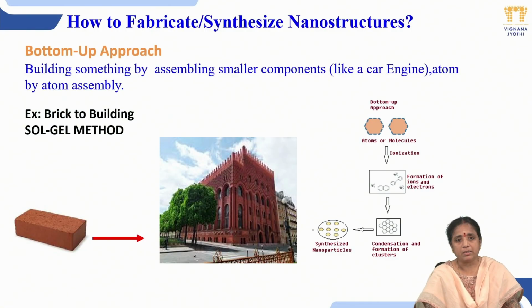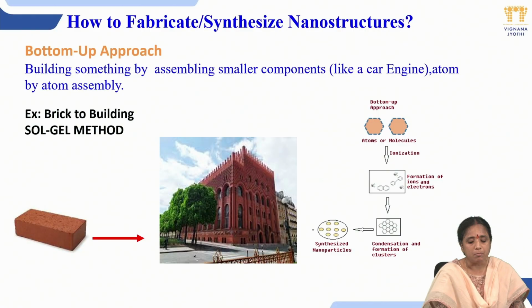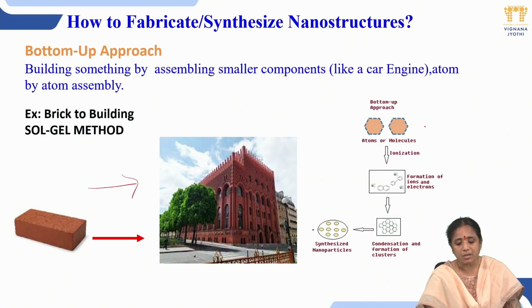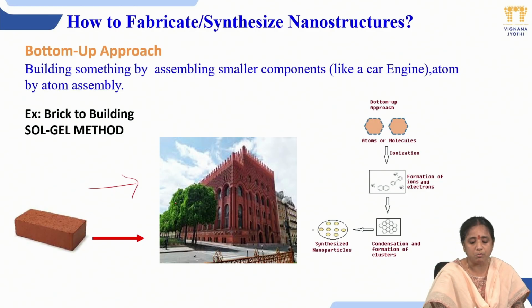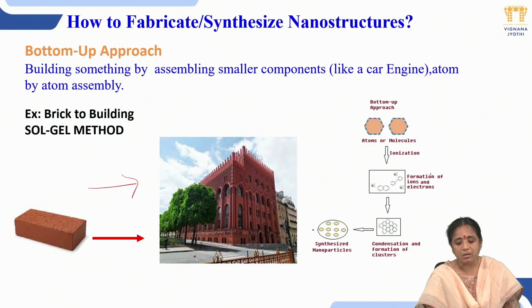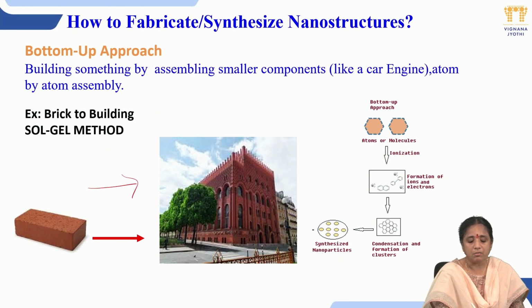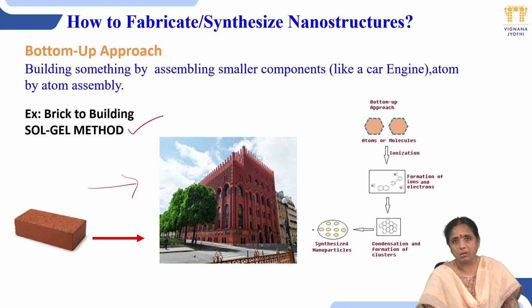Now coming to the second method. The second method is the bottom-up approach. The bottom-up approach is like building something by assembling smaller components, like atom by atom assembly until we get the structure. So the best example is brick to building. Each and every brick we use to form a building structure. One example is the sol-gel method, one of the best used environmentally friendly methods which comes under the chemical methods.